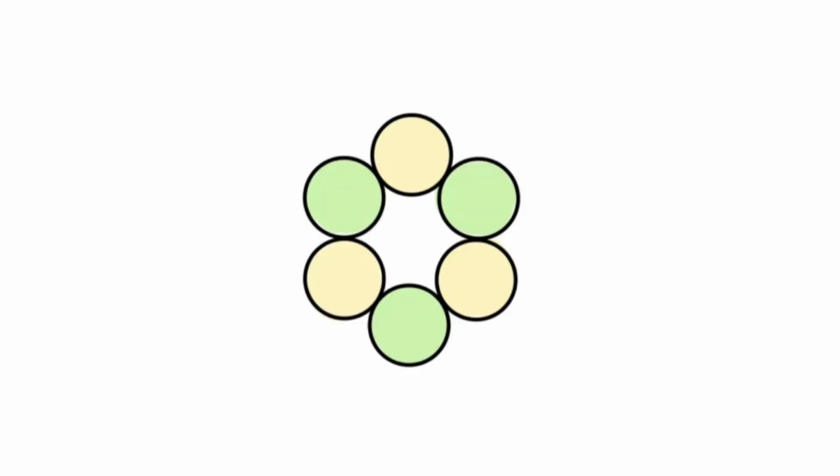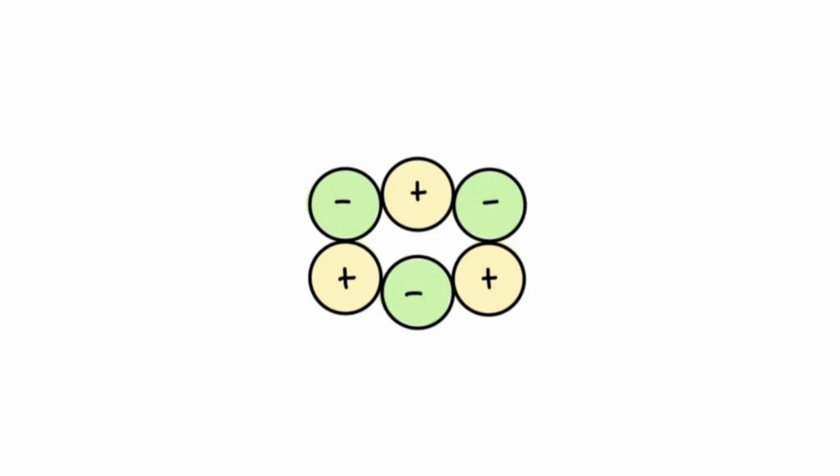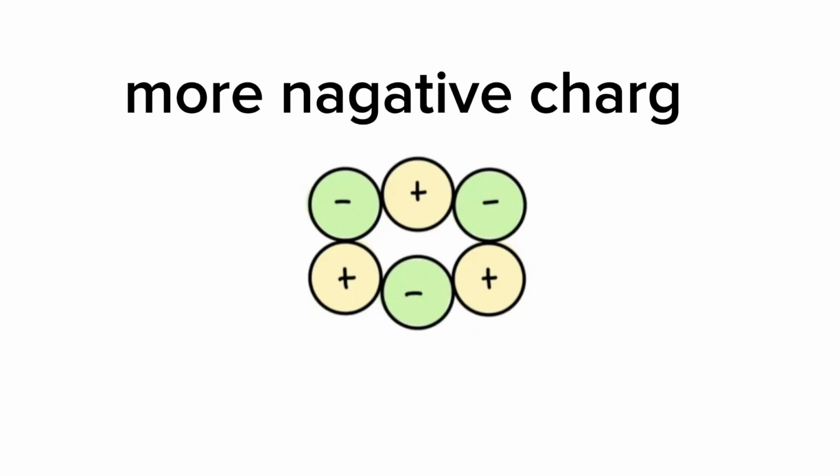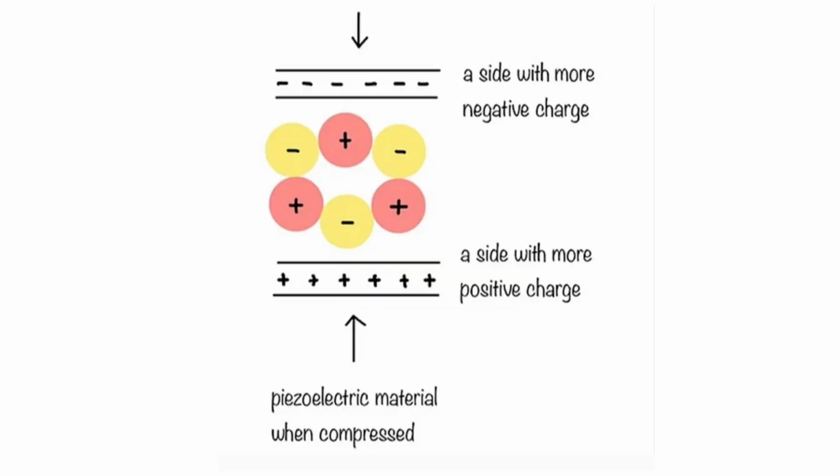Generally, the quartz structure can be simplified to something like this. Assuming the yellow circles are silicon atoms and green circles are oxygen atoms, we can throw in the charges. When the structure is compressed, it would look something like this. The top now is more negatively charged than the bottom. That explains the initial illustration.